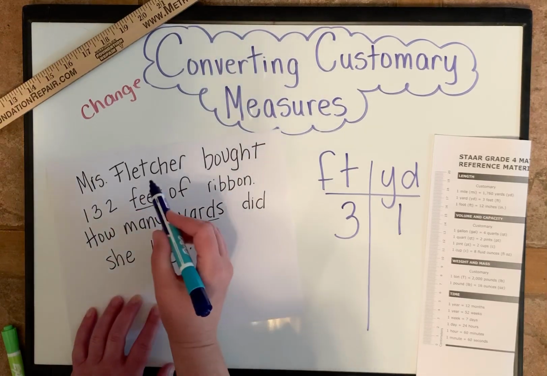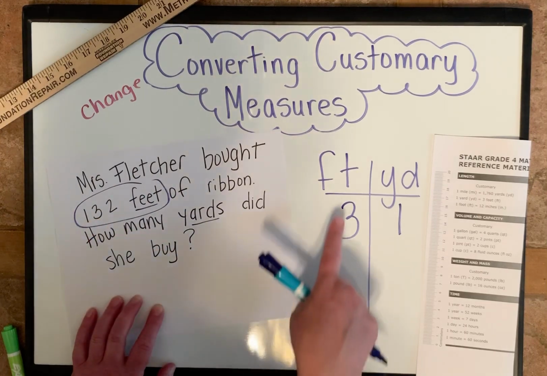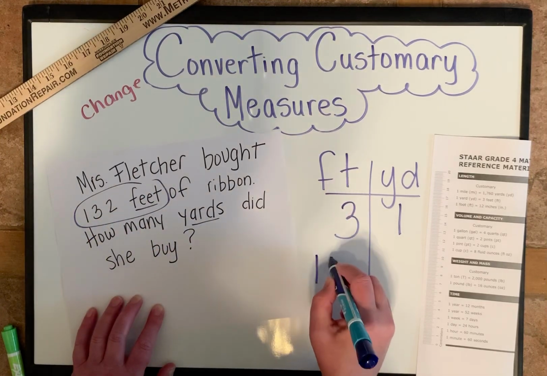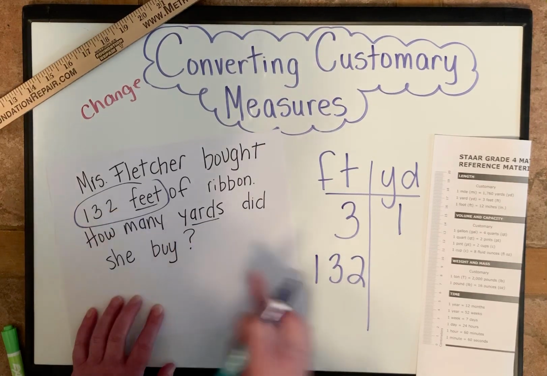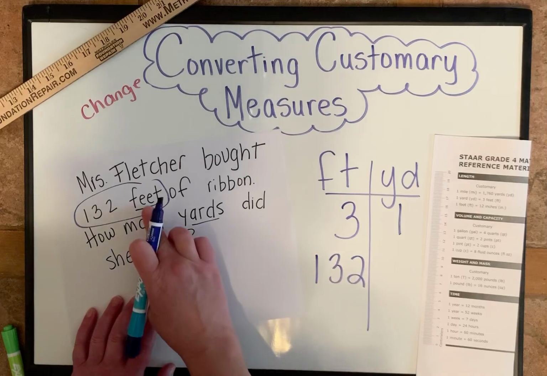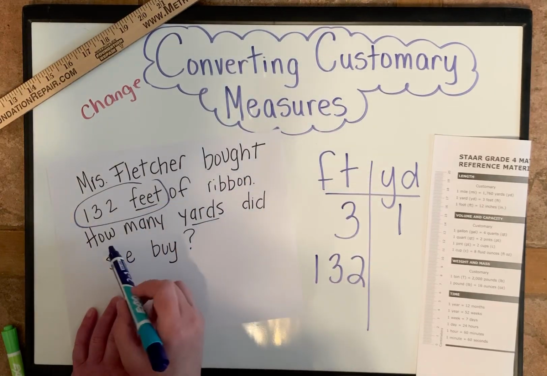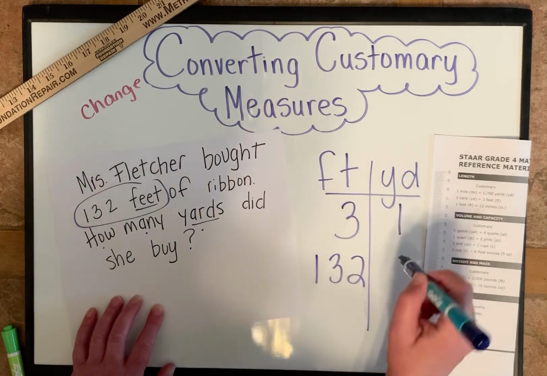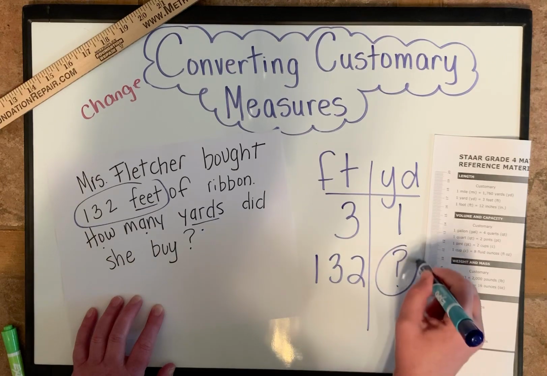So I have the word feet here, and I've got 132. So I'm going to make sure that that goes in my feet column. Before spring break, I noticed some kids that would take this number and put it in the yards column. So just watch where you're putting that. Feet matches feet. Okay, and then your question says how many yards? That's literally our question, how many yards? So this is my unknown right here.